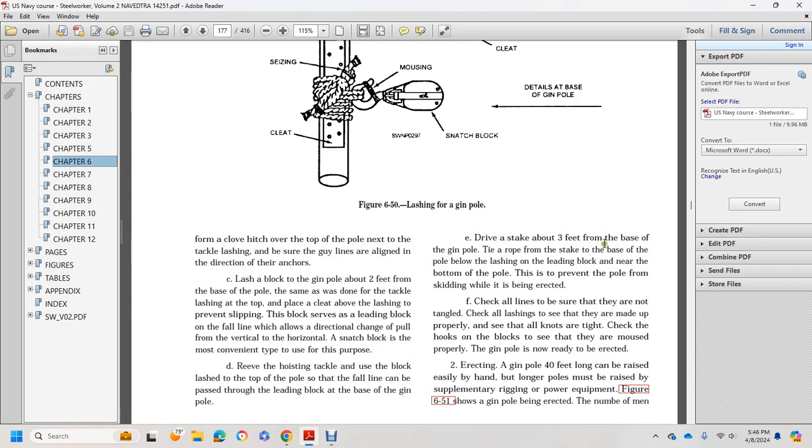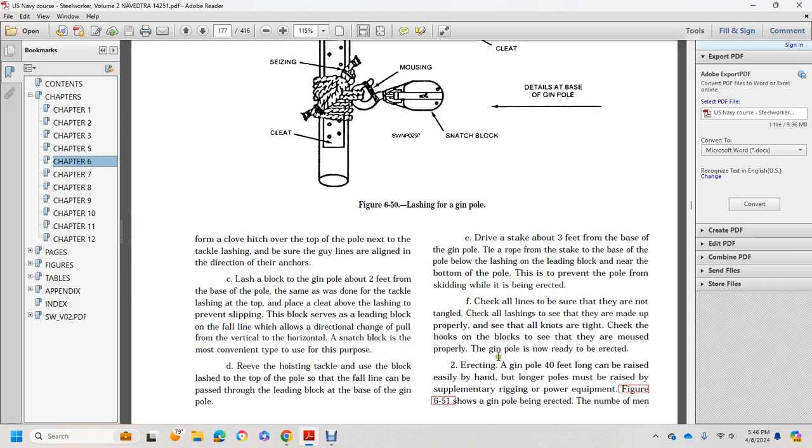The driver is taken about 3 feet from the base of the gin pole with the rope of the tackle, with the base of the pole below the lashing, the leading block near the bottom of the pole to prevent the pole from sliding while it is being erected. Check all the lines to be sure that there are no tangles. Check all the lashings to see that they are made up properly and whether all the knots are tight. And check the hooking of the blocks to see whether they are mounted properly.